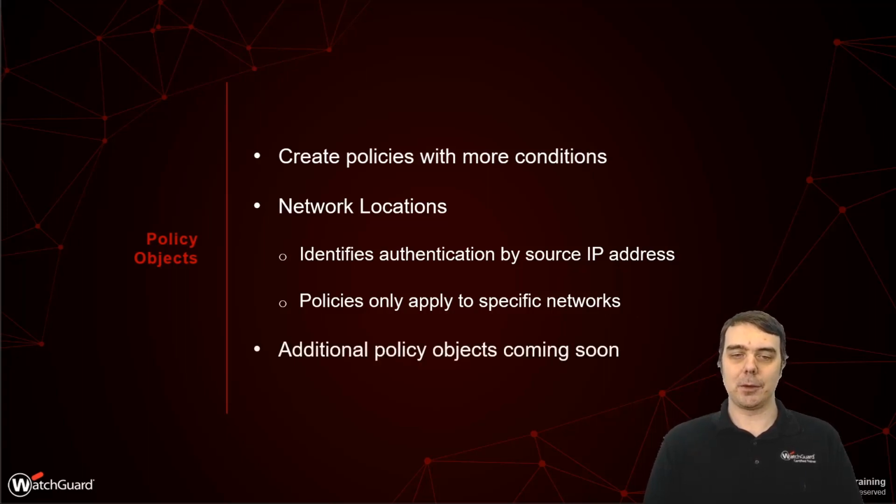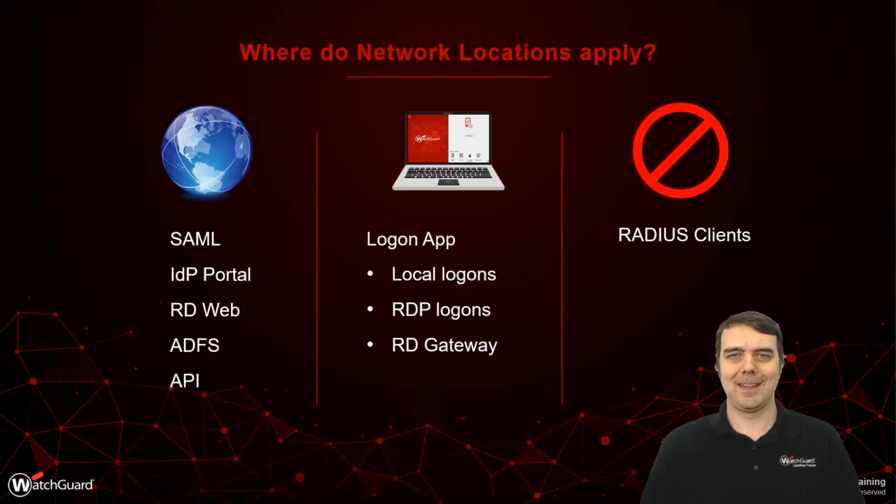At the time of this recording, AuthPoint only offers the network locations policy object, but additional types will be added in the future. How does this work for all of the different types of resources in AuthPoint? Well, any resource that functions over the internet, such as SAML or RDWeb, will always look at the source public IP address to determine when the network location applies.